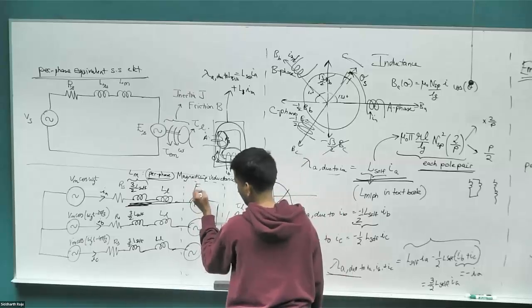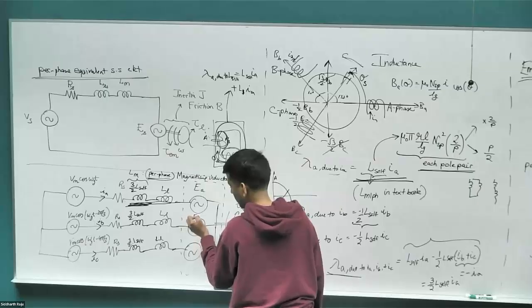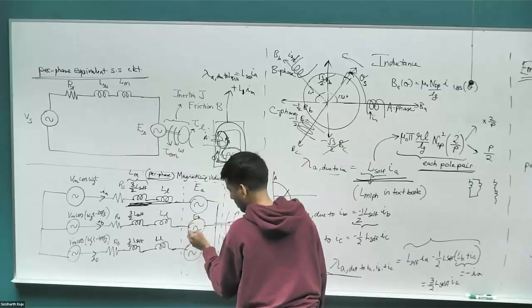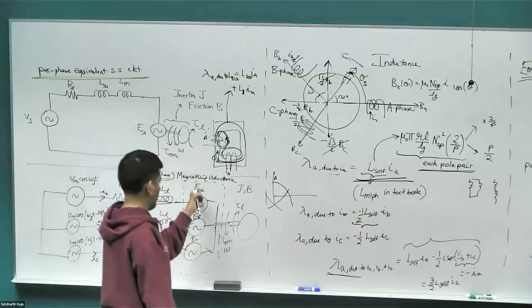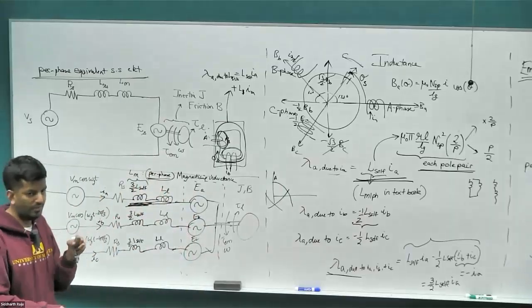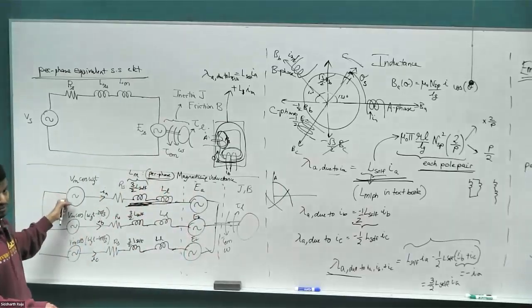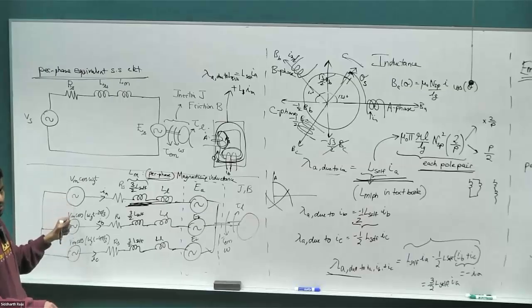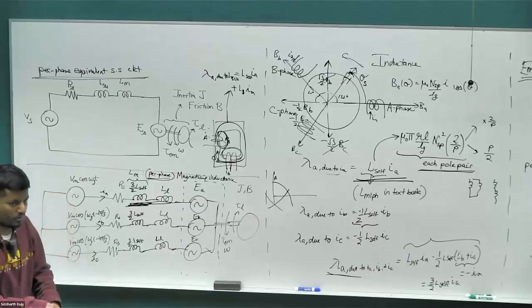So this is EA, EB, EC. What is the frequency of this EMF? Is it the same as the applied grid frequency, omega g? No. What will be the frequency?